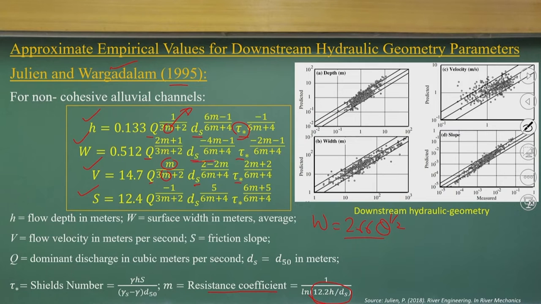Plus there is a function of dS and tau stars. As we do advanced data mining, we refine the equations and get more independent parameters as compared to Lacey's equations. If you look at that, S is the friction slope, or the energy gradient, and the flow velocity; Q is the dominant discharge in cubic meters per second, dS is the d50 in meters, along with tau stars and the resistance there.